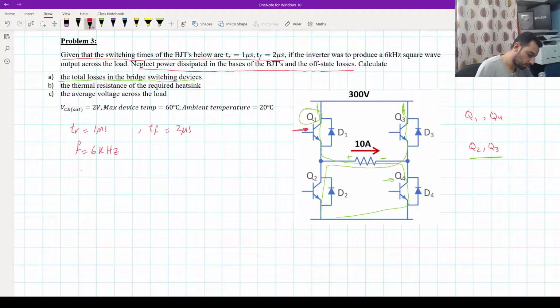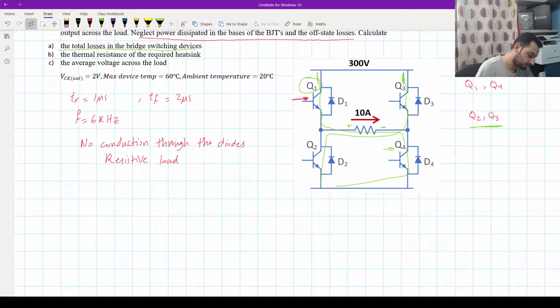So no conduction through the diodes because it's resistive load. That means the power loss for the diodes equals 0 watt because it's resistive load.